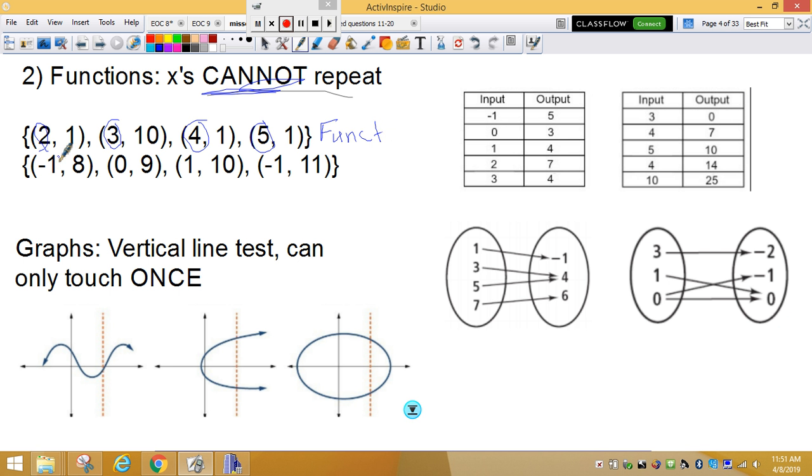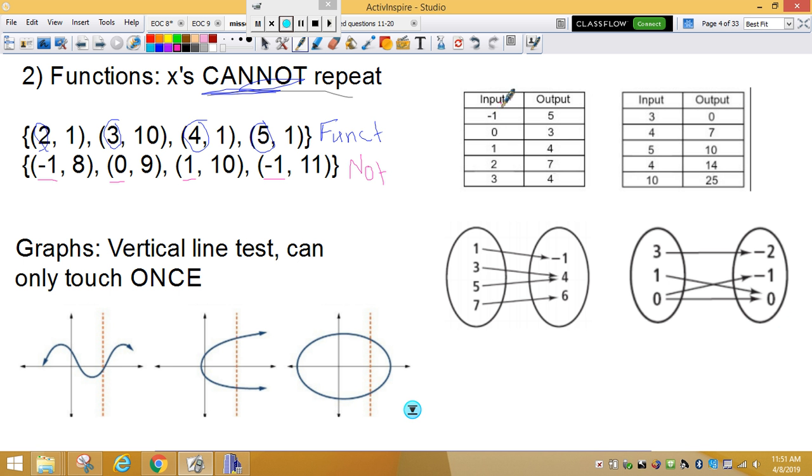Let's do the same thing for this one. This one we're going to underline all of our x's. So I got -1, 0, 1, negative 1. Did any of those repeat? Negative 1, 0, 1, negative 1. Yes, the negative 1 repeated. So this one is not a function because the negative 1 repeated.